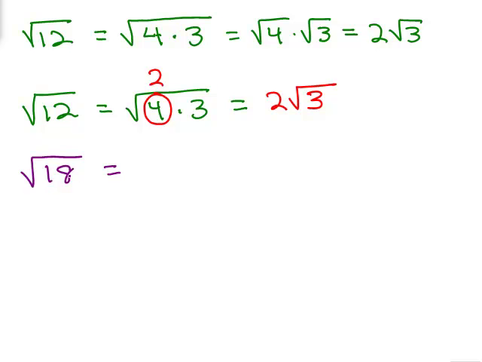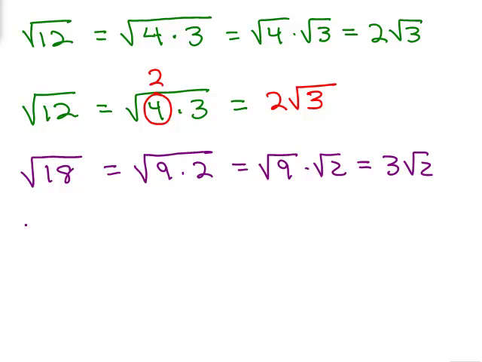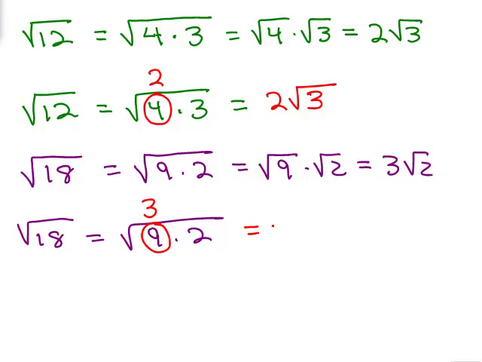2 into 18 is 9. 9 is a perfect square. So I'm going to rewrite this as 9 times 2. And the traditional way is to write this as square root of 9 times the square root of 2. And then the square root of 9 is 3. Okay, shortcut way, I like to do it this way. I just circle it if it's a perfect square and write what it is up on top. And that way my answer is going to be 3 square roots of 2.